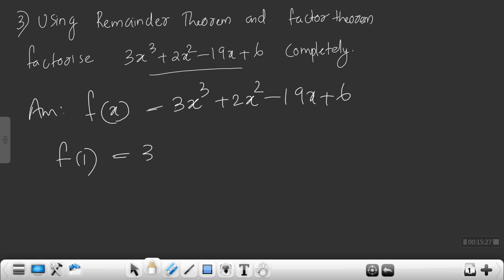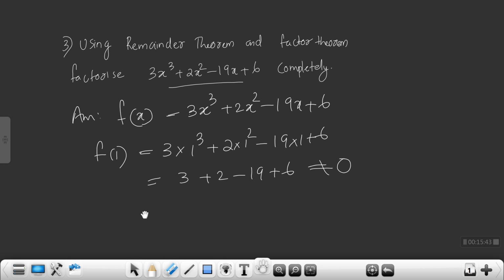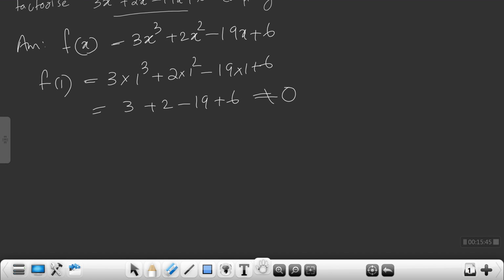Here f of 1 is 3 into 1 cube plus 2 into 1 square minus 19 into 1 plus 6, which is equal to 3 plus 2 minus 19 plus 6. Clearly, this is not equal to 0. Therefore, x minus 1 is not a factor. Now find f of minus 1.